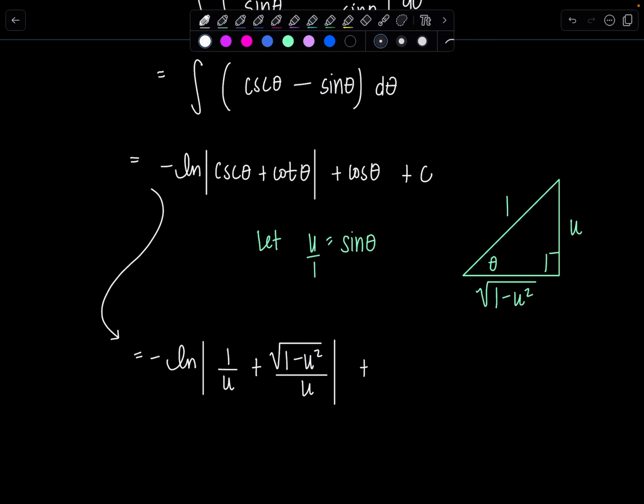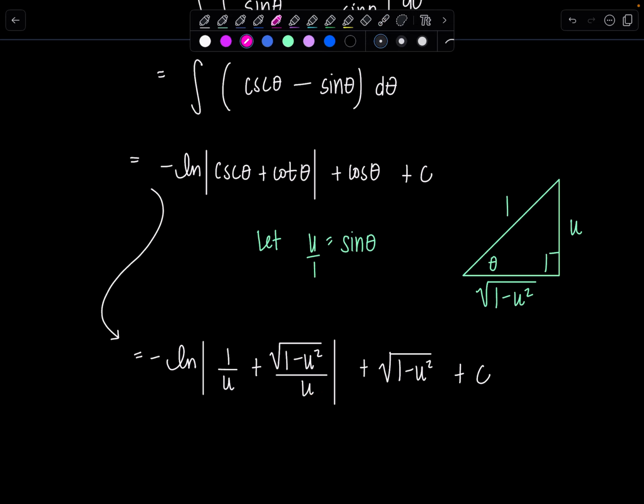Plus, and then we need cosine theta. Cosine theta is adjacent over hypotenuse, so the square root of 1 minus u squared over 1, which I don't need to write, and then keep that plus c there. Very good. So we're almost done. I can write both of these terms over the same denominator since they're both over u.